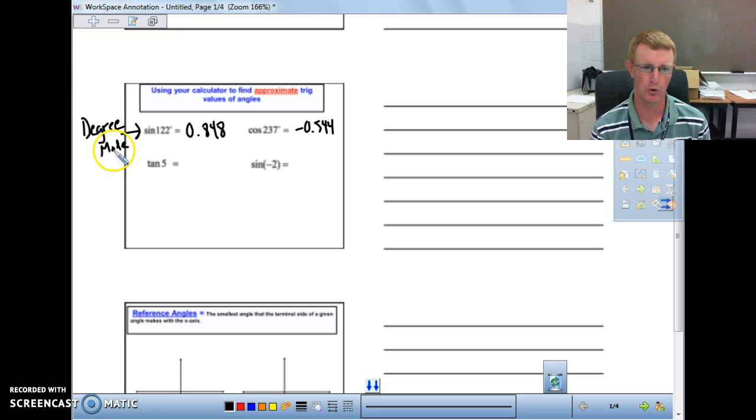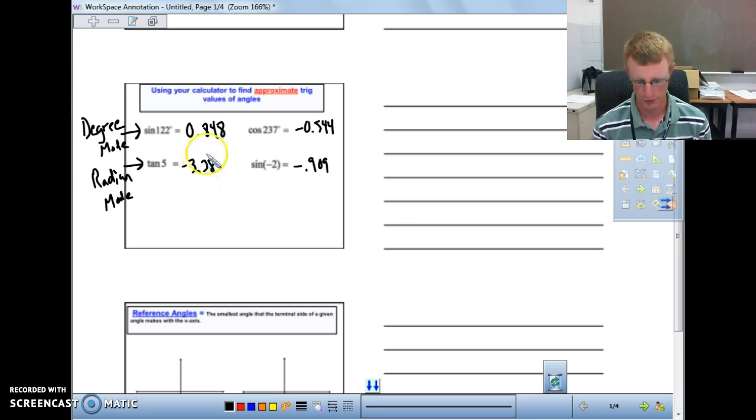To get to degree mode or radian mode, which is going to be the next part, you hit mode on your calculator, and then you go down and you select the one that you want, and make sure you hit enter. So these are going to be radians. How do I know they're radians? Because there's no degree sign. So you put tangent of 5 in your calculator, and you get negative 3.38. Put sine of negative 2 in your calculator, you get negative 0.909. And again, the only issue that you should have here is if you're in the wrong mode. So that's really all there is to it for the approximate values.